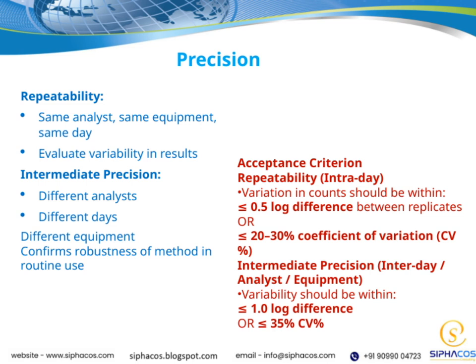To clarify, repeatability tests involve the same analyst and equipment on the same day to evaluate immediate variability. Meanwhile, intermediate precision involves different analysts, days, or equipment, and it's essential for demonstrating the method's consistency over time and across different operational conditions. Overall, these criteria help us ensure our method is precise and dependable, giving us confidence in our results regardless of who performs the test or when it's performed.